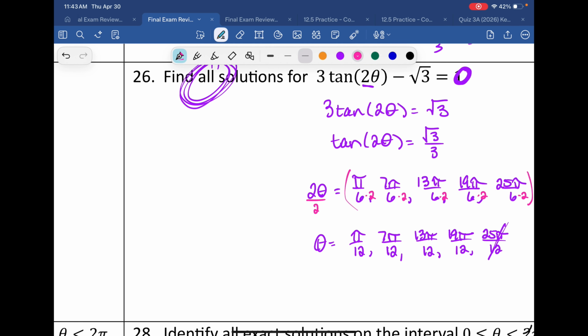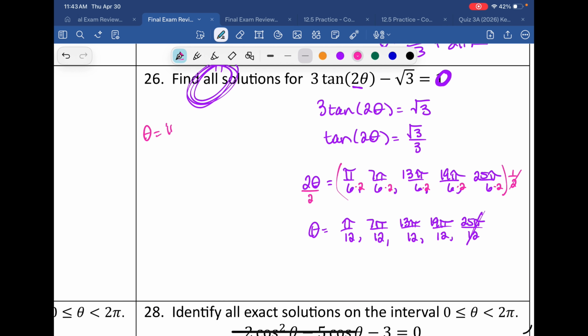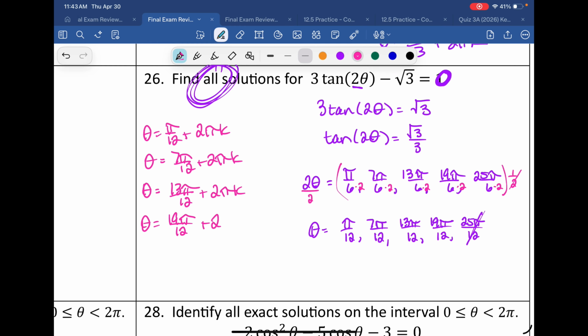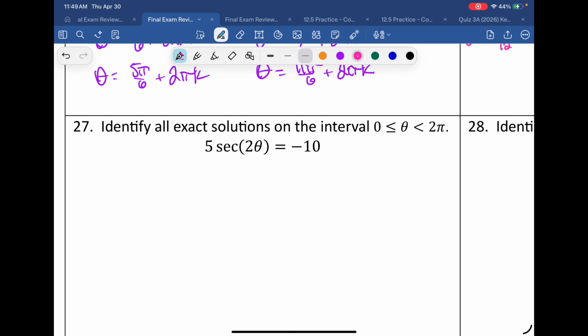All right, so theta equals pi over 12 plus 2 pi k, 7 pi over 12 plus 2 pi k, 13 pi over 12 plus 2 pi k, and 19 pi over 12. All right, identify all exact solutions on the interval from 0 to 2 pi. So I'm limiting the number of answers we can have.